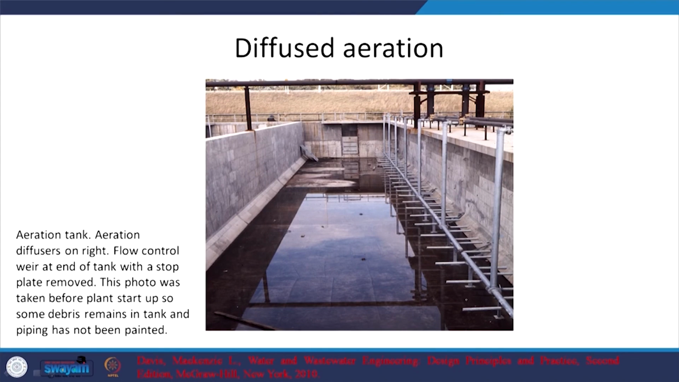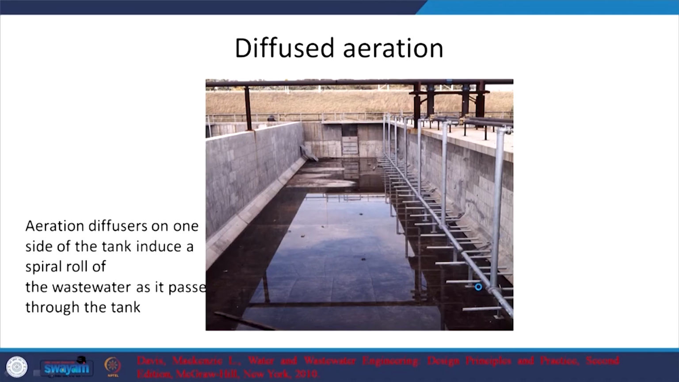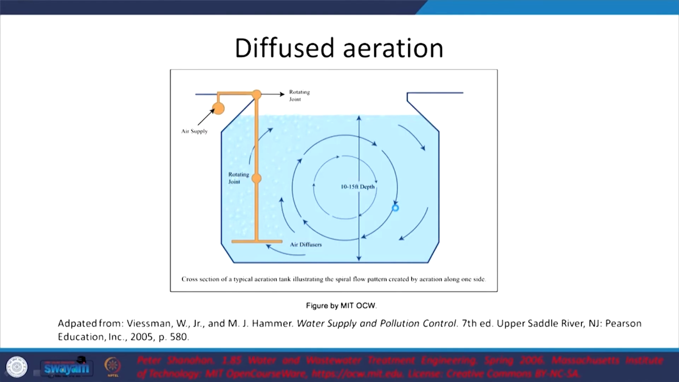So every aeration diffuser on the right has flow control so that you have the relevant outflow, right. So again, different kinds of diffusers. Let me see if I have a better diagram. Here it looks like they choose these kinds of aeration systems, especially on one side, so that there is a spiral roll or good mixing as it passes through the tank, let's say. Okay. So diffused aeration, this is what we have. Cross section of a typical aeration tank illustrating the spiral flow pattern created by aeration on one side, right.